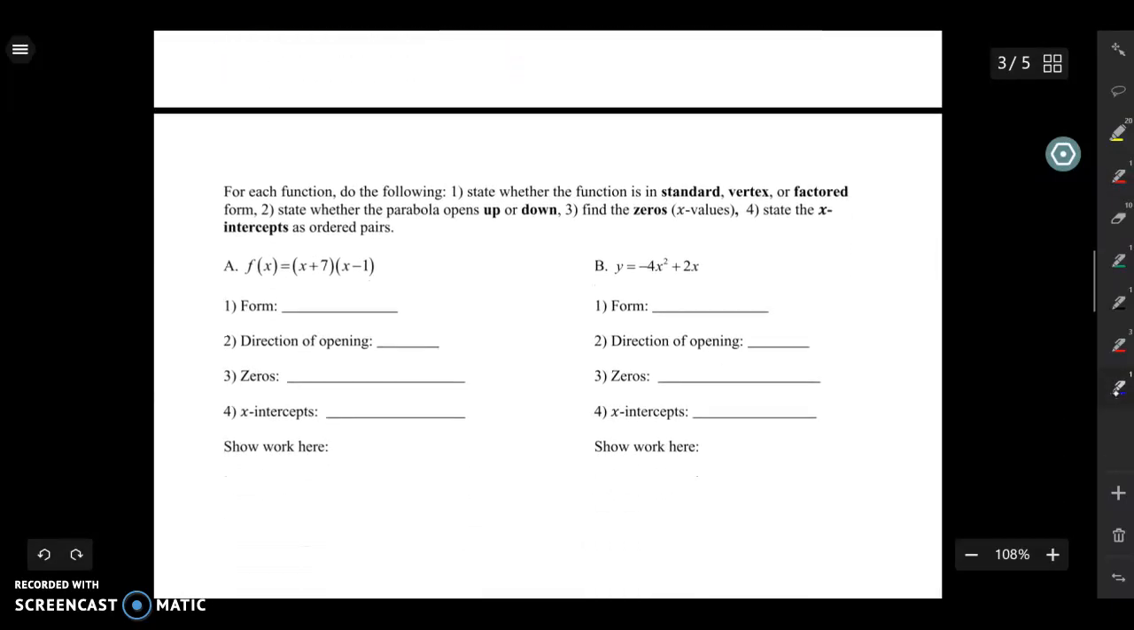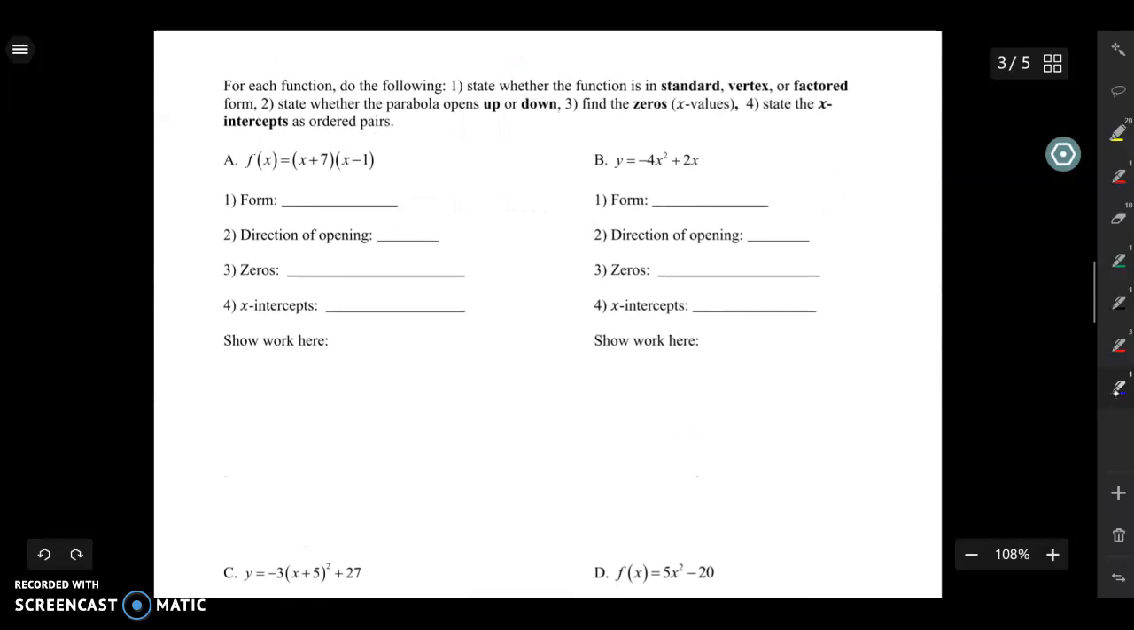Let's take a couple looks at what this is going to look like. My first step when I approach a problem like example A, f of x equals (x plus 1)(x minus 1), is to decide what form it's in. This one's in factored form. Let's talk about the direction of opening. For the direction of opening, I just look at A, and in this case, A is 1, which is positive, which means it's going to open up.